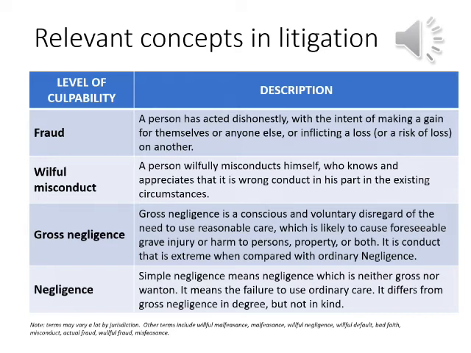These refer to the level of culpability, and we give a description of these. The terms may vary a lot according to the jurisdiction, but we give the terms according to English law, and the advantage of that is that these four terms are clearly legally defined and well understood by the parties. Fraud: a person has acted dishonestly with the intent of making a gain for themselves or anyone else, or inflicting a loss or a risk of a loss on another.